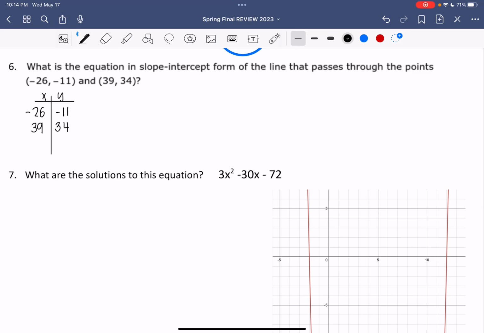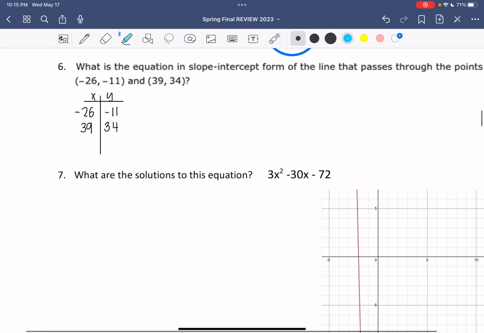All right, numbers 6 through 10 is what we're going to do today. It says, what is the equation in slope-intercept form of the line that passes through the points negative 26, negative 11, and 39, and 34? So I've already put these into a table for you because this is a question you can do lists and spreadsheets on. It's wanting something in slope-intercept form.